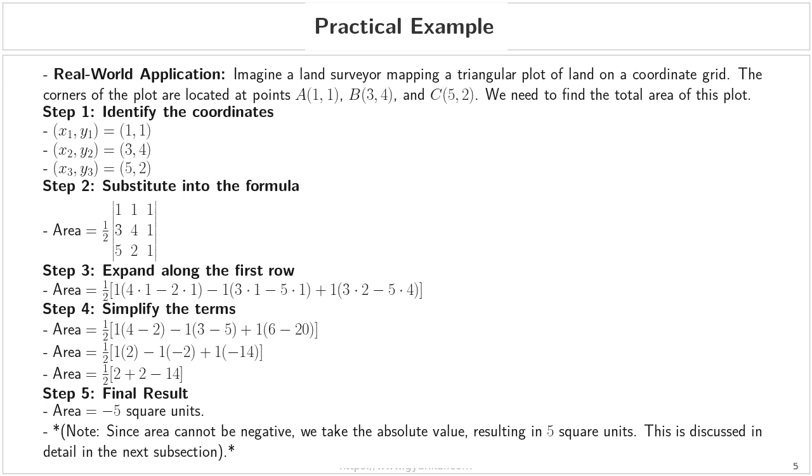Now, a quick note here. As you might realize, area cannot be a negative value. In geometry, we always take the absolute value of our result. Therefore, the actual area of the plot is 5 square units. We will discuss the significance of this negative sign and the use of absolute values in much more detail in our next subsection. Keep this in mind as we move toward our final takeaways.